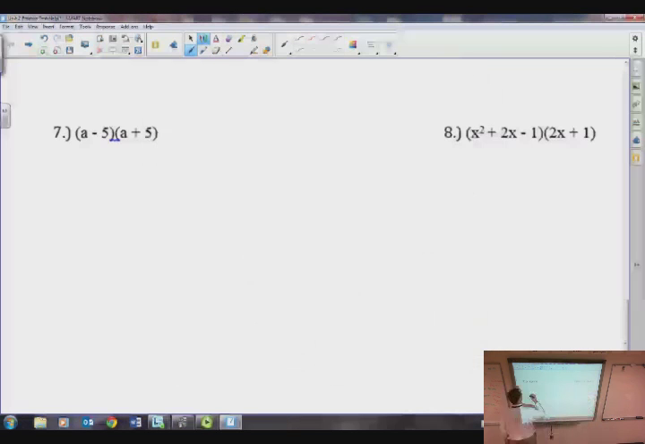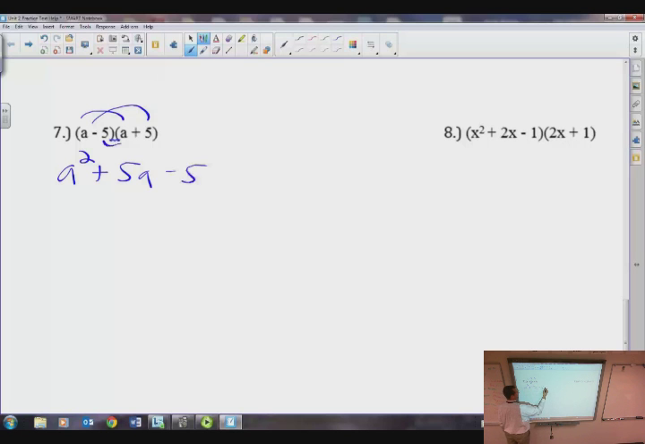Number 7. A times A. What's A times A? A squared. And then let's see here. So then we do A times A, and then we do A times 5, which is 5A. And then negative 5 times A is a negative 5A. And then finally, negative 5 times positive 5 is a negative 25.